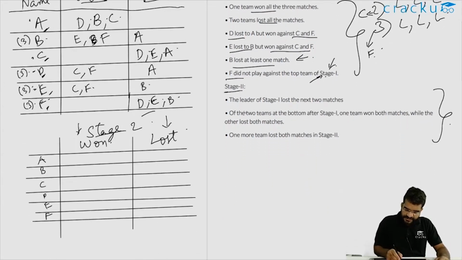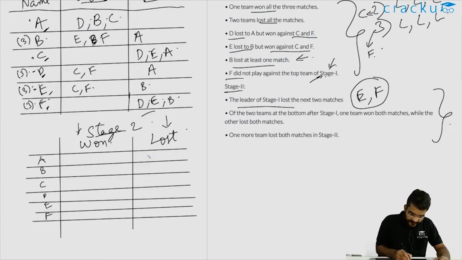In stage 2, the leader of stage 1 lost the next 2 matches. The leader of stage 1 is team A and it lost the remaining 2 matches. Now in stage 1 it played against D, B and C. The only 2 teams it did not play against in stage 1 are E and F. Now we are told that it lost both of these matches, so we'll put E and F in the lost column for team A. Similarly, in the 1 column for team E, we'll put A, and we'll do the same even for F.